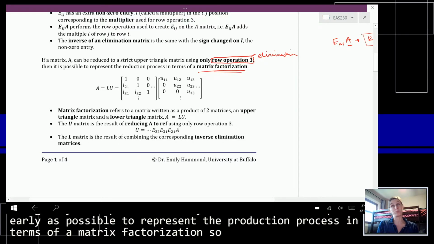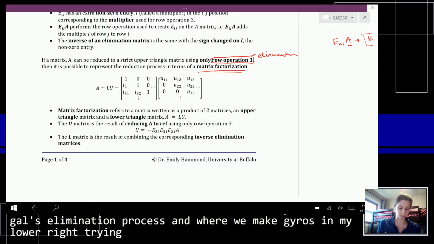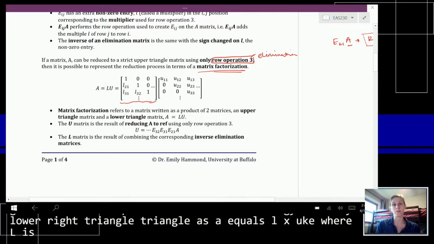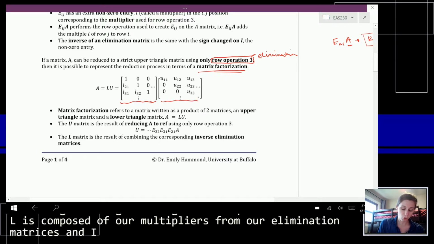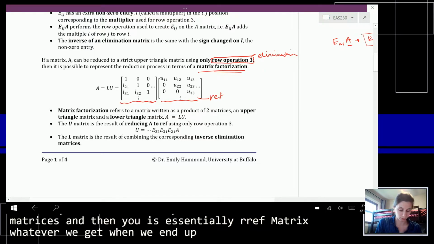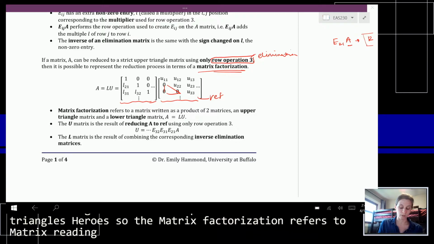So we can represent this Gauss elimination process, where we make our zeros in our lower left triangle, as A equals L times U, where L is composed of our multipliers from our elimination matrices, and U is essentially our REF matrix, whatever we get when we end up with all of our lower triangle zeros. So the matrix factorization refers to a matrix written as the product of two matrices.